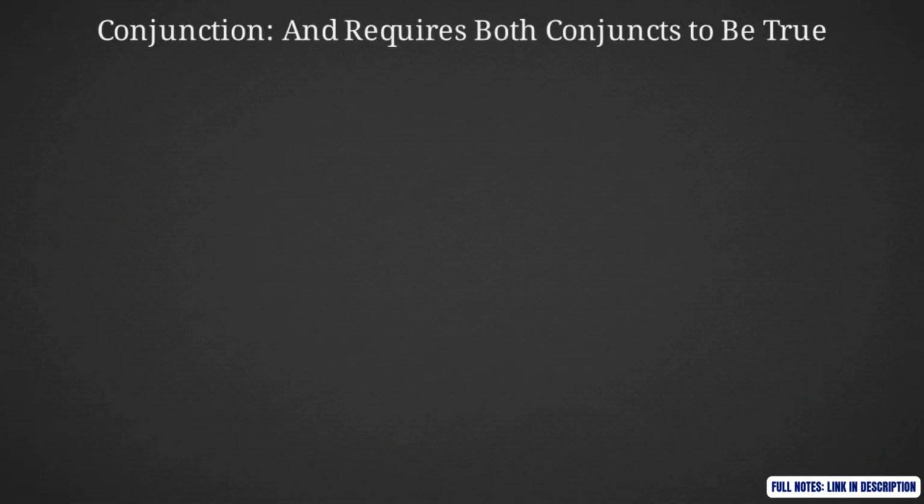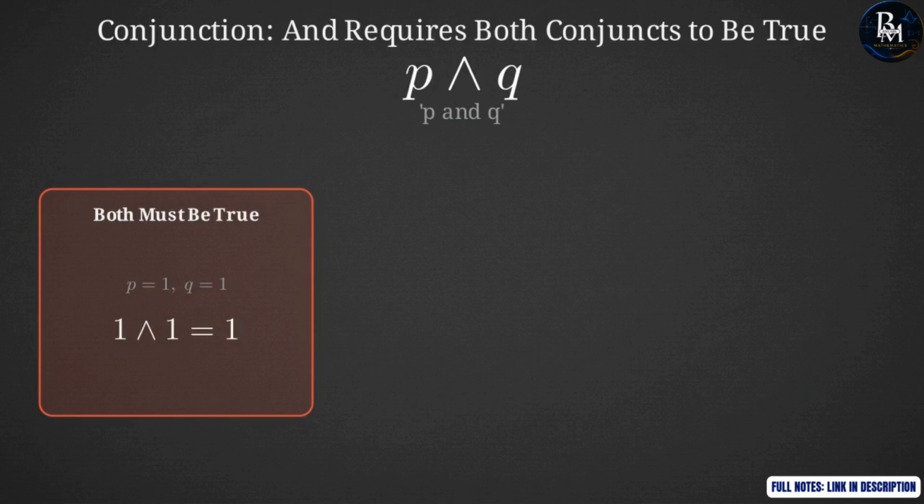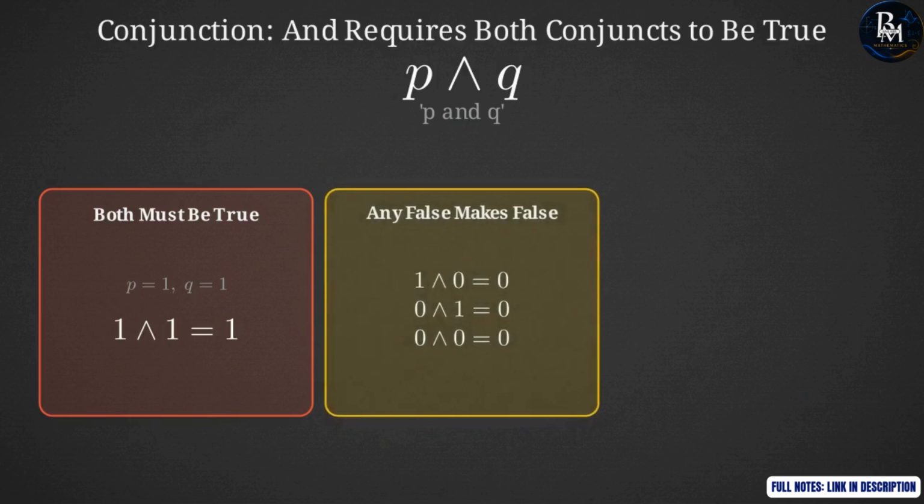We start by joining simple statements into larger claims. This diagram shows conjunction, read as P and Q, the strictest of our 5 connectives. Look at the red cell. Conjunction demands both parts be true simultaneously before awarding a true value. Watch the yellow cell. Any weakening, if either statement goes false, collapses the entire equation to false.